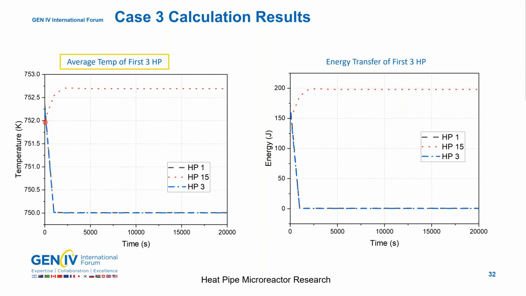When some other heat pipes fail, the burden on the heat pipes of ring three increases to transfer more energy from the system. And the energy transfer of the three pipes matches the situation we observed for the temperature.